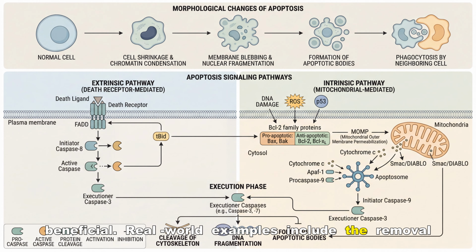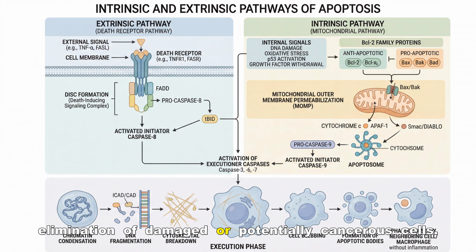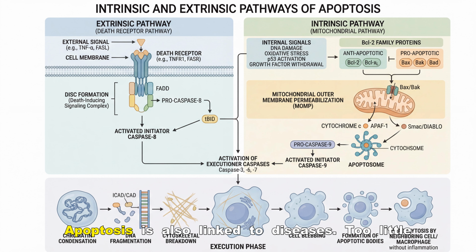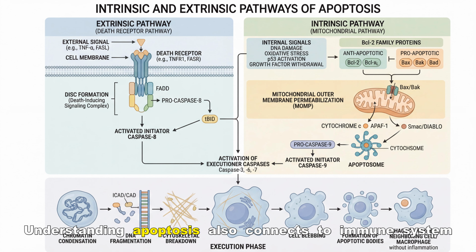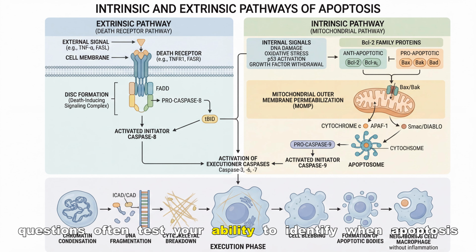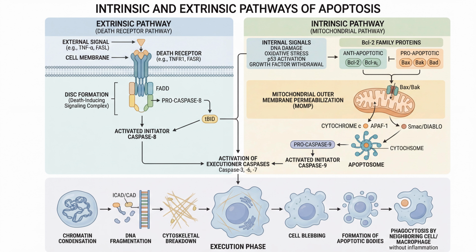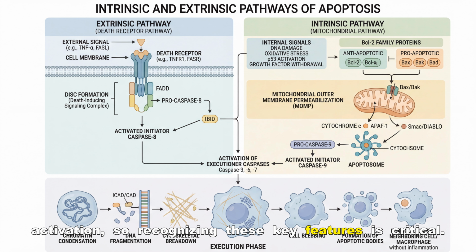Real-world examples include the removal of webbing between embryonic fingers and the elimination of damaged or potentially cancerous cells. Apoptosis is also linked to diseases. Too little apoptosis can contribute to cancer, while too much can contribute to neurodegenerative disorders like Alzheimer's. Understanding apoptosis also connects to immune system function, as cytotoxic T cells induce apoptosis in infected cells. MCAT questions often test your ability to identify when apoptosis is occurring based on clues like DNA laddering or caspase activation, so recognizing these key features is critical.